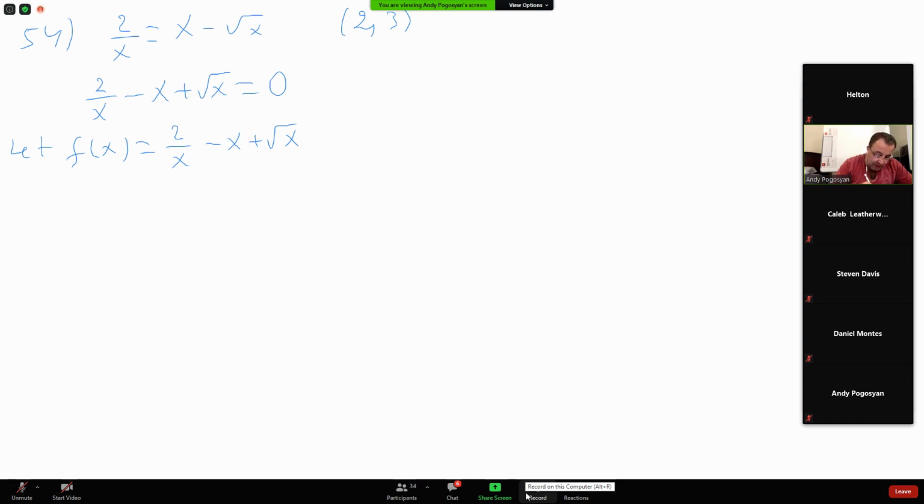Now f of x is continuous on the 2, 3 closed interval. See, the only discontinuity we have for 2 over x is when x is 0, and 0 is outside of the interval, and square root x is defined when x is greater than or equal to 0. So this function is a sum and difference of rational, polynomial, and radical functions, and it's continuous on its domain. So it's going to be continuous on 2, 3.